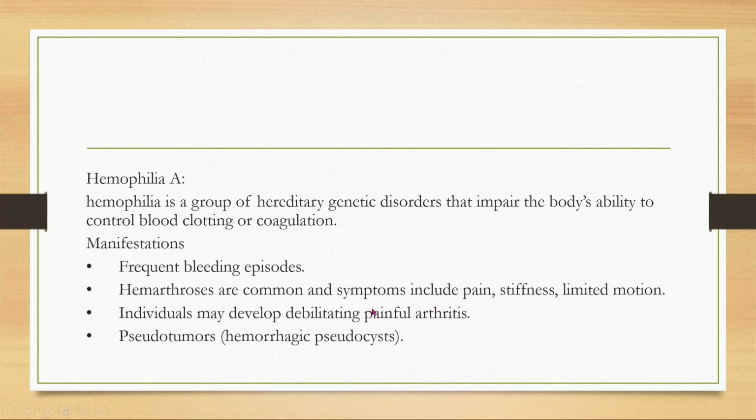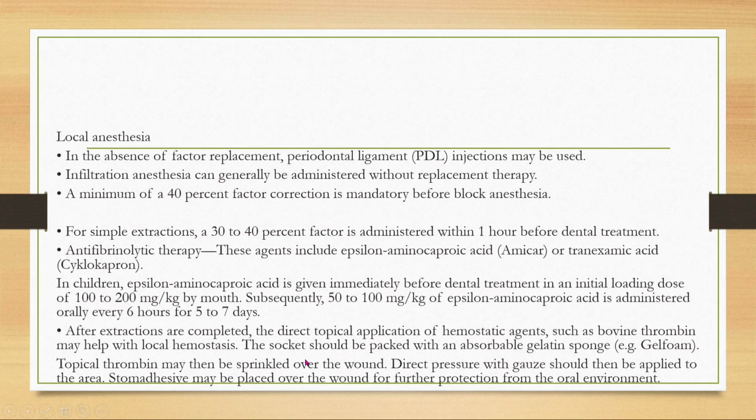Hemarthrosis is common in these types of patients, with symptoms such as pain, stiffness, and limited motion. Individuals may develop debilitating painful arthritis. Pseudotumors might be there. While giving local anesthesia in the absence of factor replacement, periodontal ligament injections may be used. Infiltration anesthesia can generally be administered without replacement therapy. A minimum of 40% factor correction is mandatory before a block anesthesia.